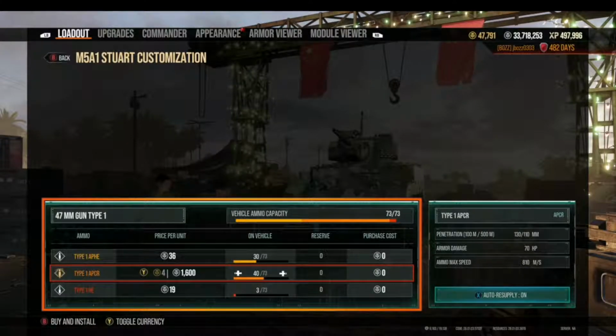Now, like I mentioned, they're usually quite costly. In this tank's case, that's 1,600 silver versus 36. So that's quite a bit more for every shell you fire. It costs 1,600 silver for every premium shell, versus 36 for every standard AP shell you fire. All right. So now we're going to get into the high explosive shells.